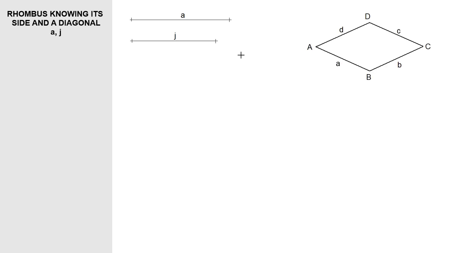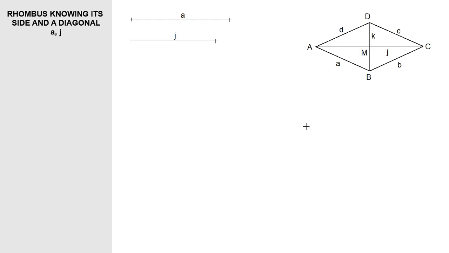A rhombus is a quadrilateral, that is, a four-side polygon, and a parallelogram, that is, with both its opposite sides parallel, which has congruent sides, both pairs of opposite angles congruent, and its diagonals are perpendicular and intersect at their midpoints.